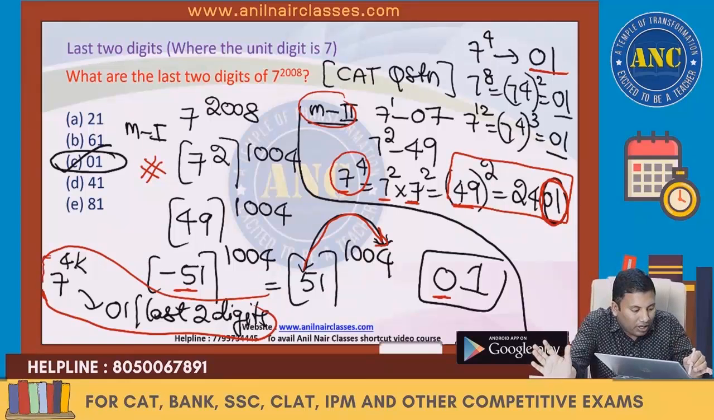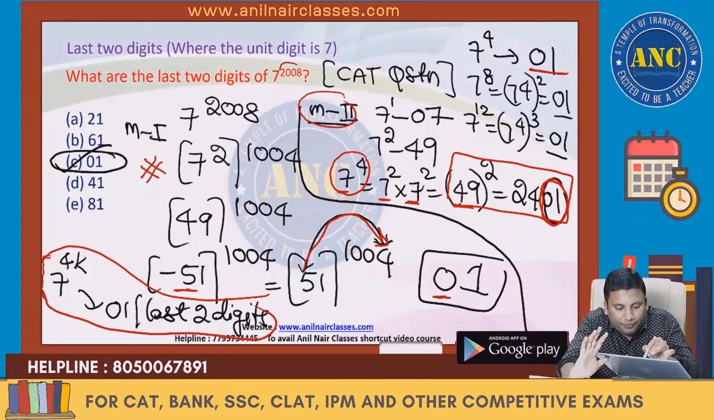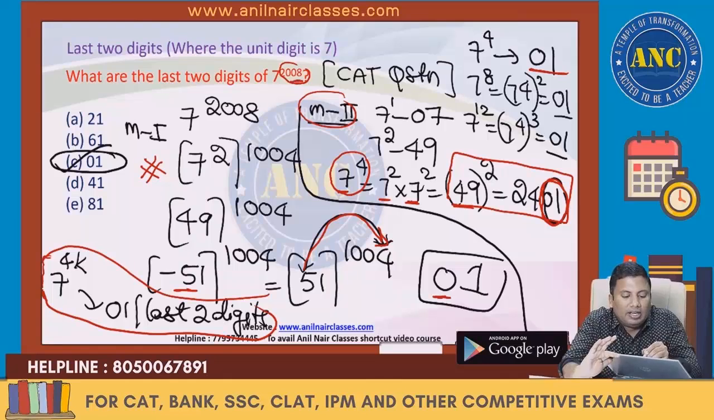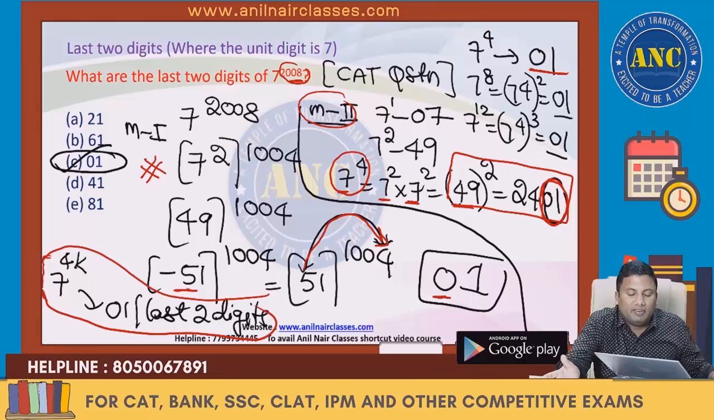7 power 4k: if the power is a multiple of 4, the divisibility rule of 4 is that the last two digits should be divisible by 4. 08 is divisible by 4. So for 7 power 4k, the last two digits are always 01. I hope it is clear.